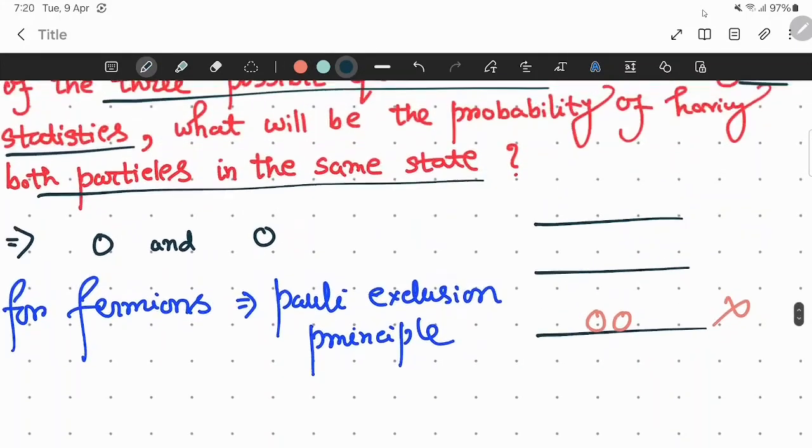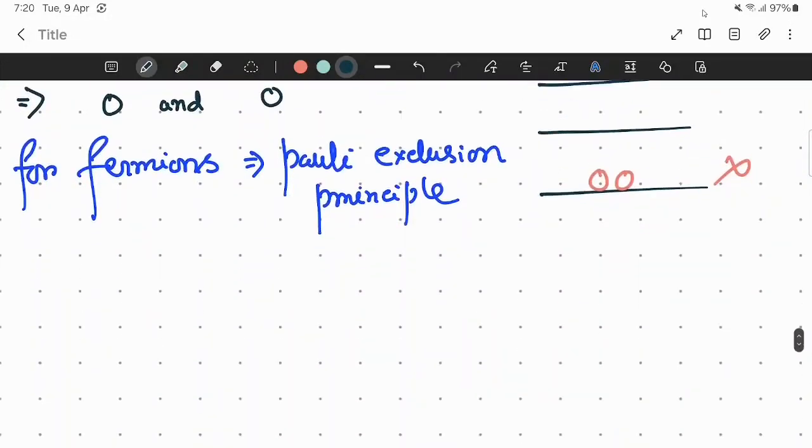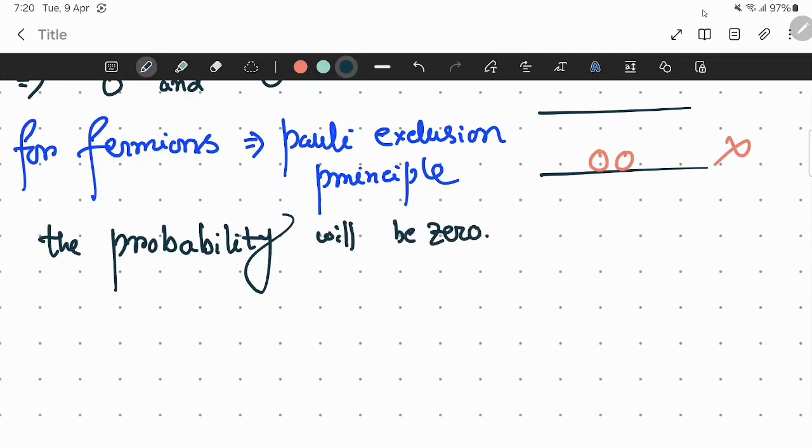So this question is not a numerical question. This is totally a conceptual question. So eventually the probability will be zero. Okay.